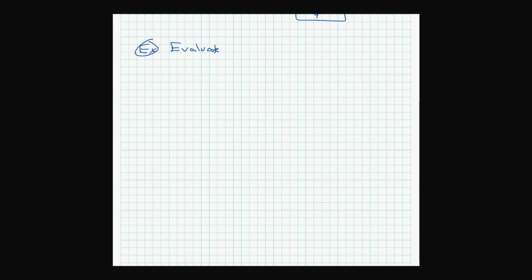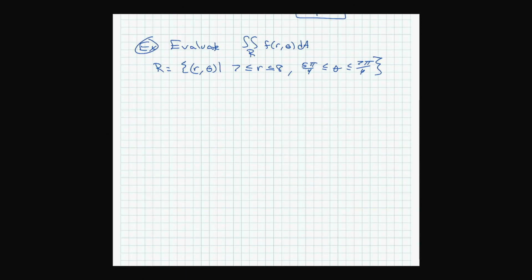Evaluate the double integral over R of f of r theta dA. They say R is going to be the set of r theta such that 7 less than r less than 8, 5 pi over 4 less than theta less than 7 pi over 4. Okay, the bounds are different. And then our function, f of r theta, is 4r squared sine theta cosine theta.